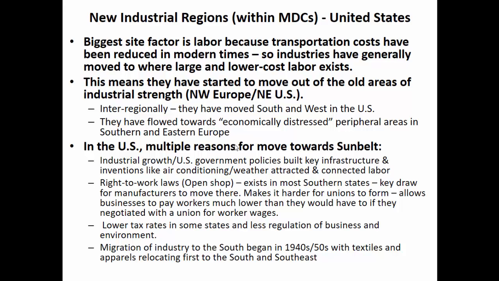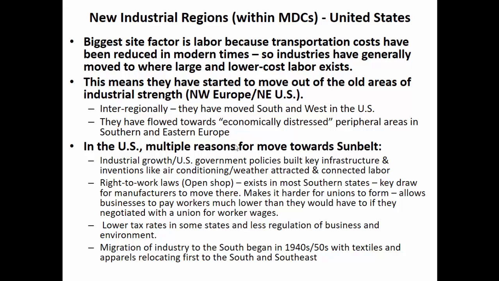pay higher site and situation costs in the other factors, and it's offset because they save so much money from lower wage workers. So the savings in wages with their workers offsets slightly higher site and situation costs for the other factors. This means they have started to move out of the old areas of industrial strength. So they've started to move out of northwestern Europe and out of the northeastern United States.